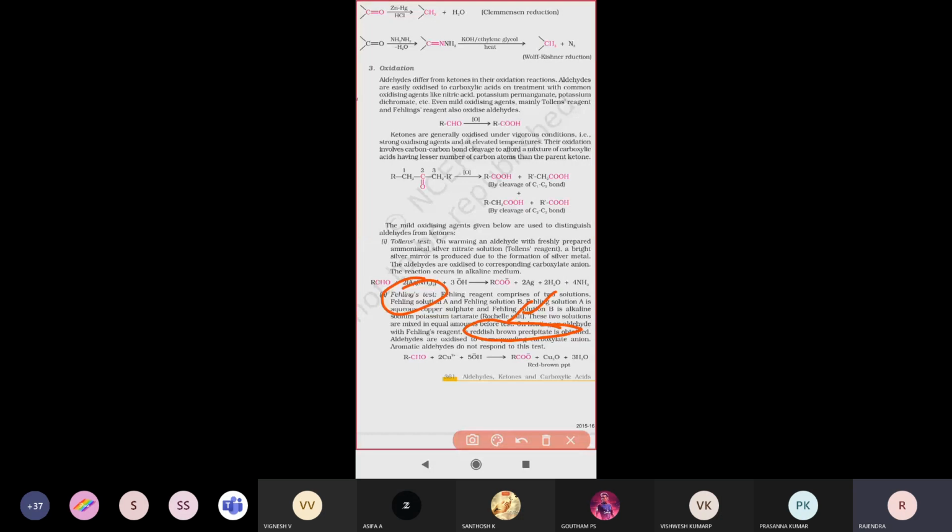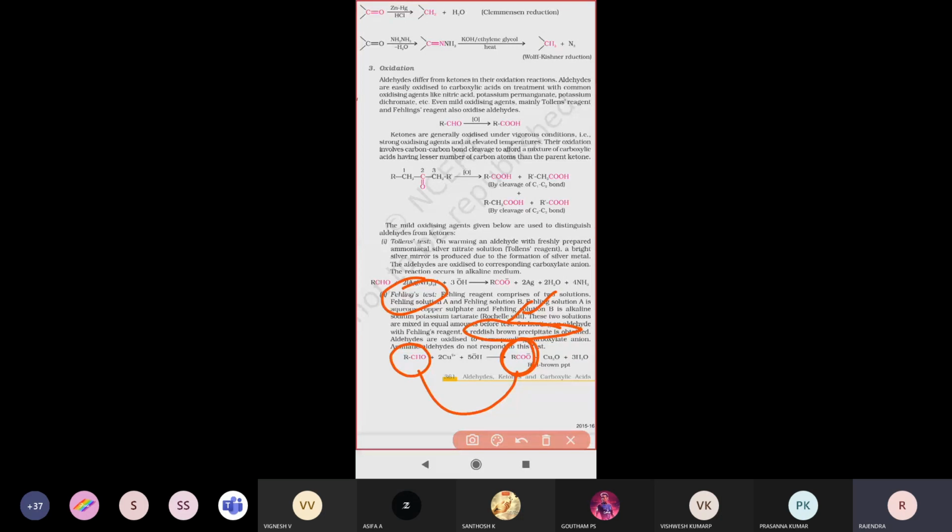After a few minutes, you identify that a reddish brown precipitate is forming. The reddish brown precipitate represents that the given organic compound contains an aldehyde. If an aldehyde is present, it will be converted into carboxylate ion.